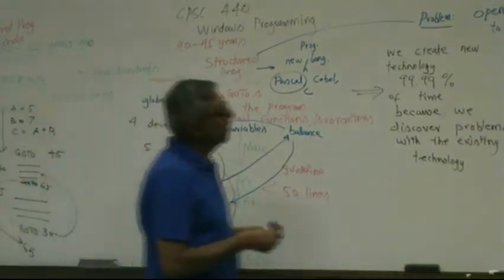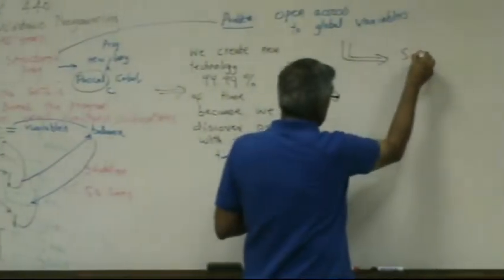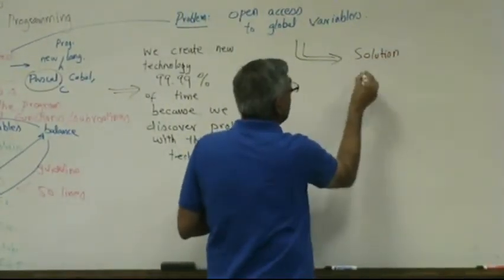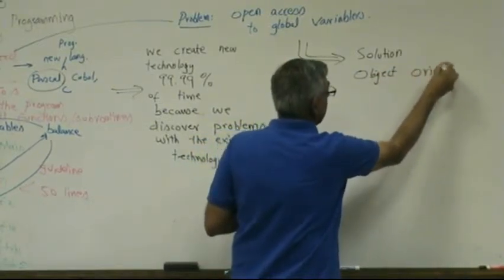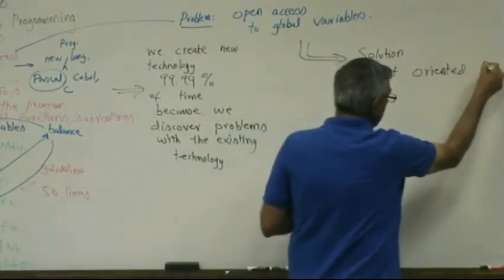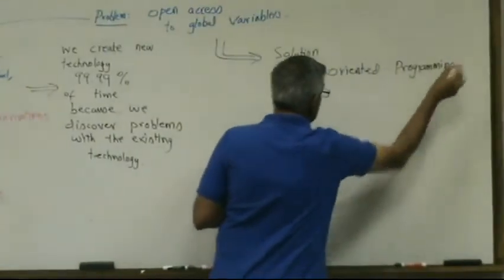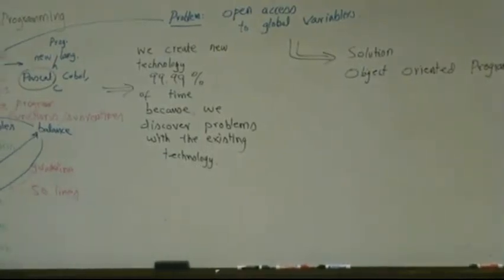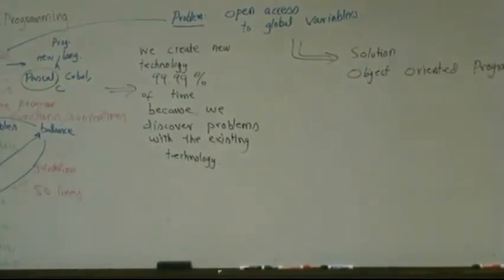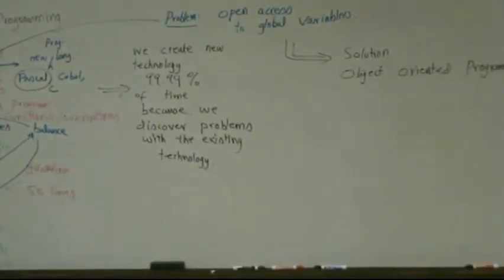As soon as we realize a problem, we are very good at coming up with the solution. So we said, all right, here's the problem. To solve it, we came up with this technology called object-oriented programming. Let me now explain what object-oriented programming is, and how it makes our program writing better than just plain structured programming.